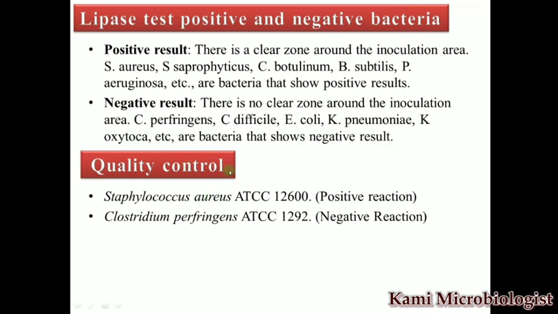Now the quality control. If we want to check the quality of the media, we have to streak Staphylococcus aureus, which is the positive control, and Clostridium perfringens, which is the negative control. If both bacteria show the opposite result or show no result, it means the media is not working. So these two bacteria are very important to check the quality of the media.